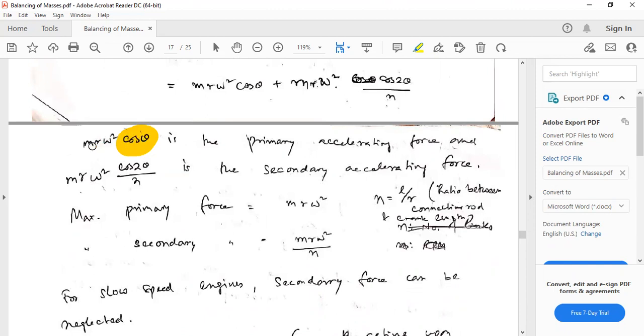The minimum is when the whole thing is 0, and cos or sine can take a value from -1 to +1. The maximum will be when this is 1, when cos theta becomes 1. So the primary force is m r omega square. If we put this as 90 degrees, this is again 1, so the secondary is m r omega square by n.